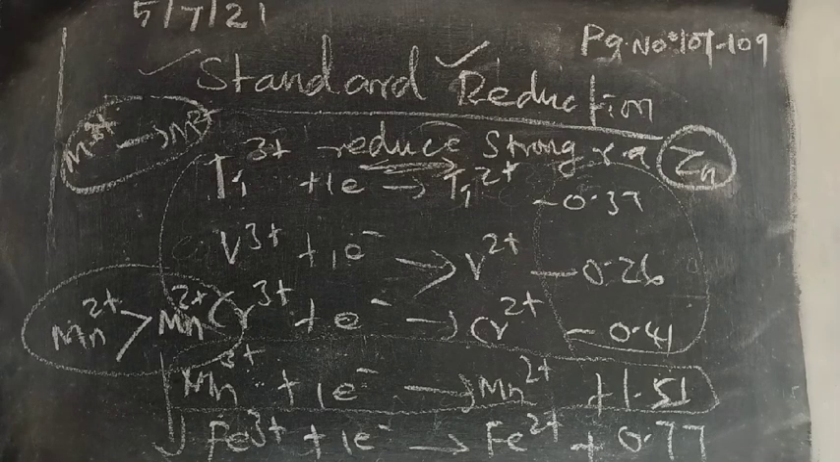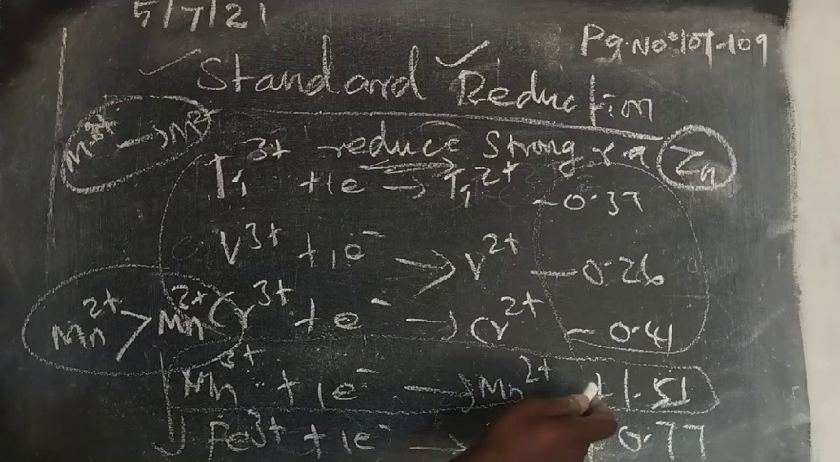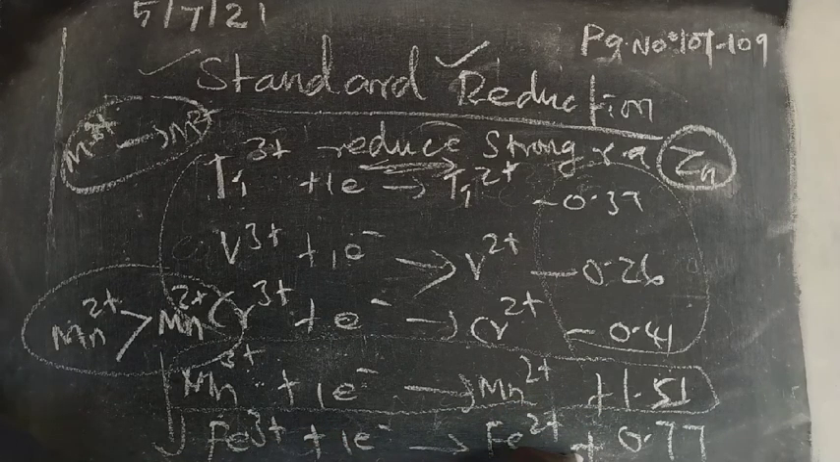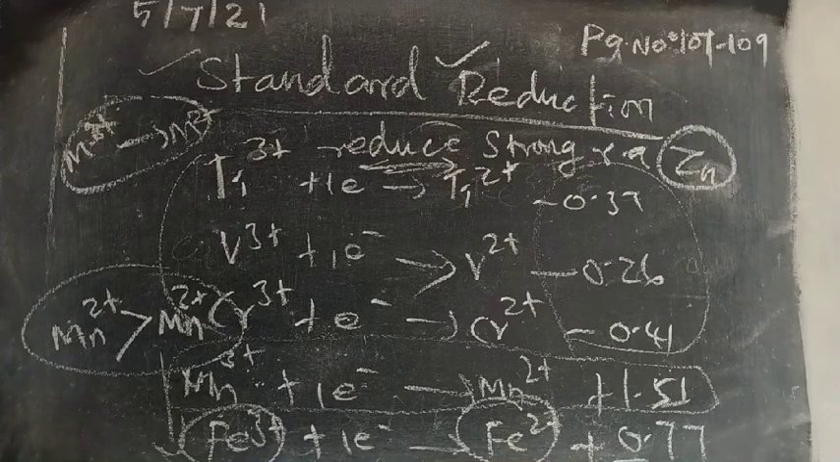Then we will see Fe3+ to Fe2+, which has 0.77 volt. This low value indicates Fe3+ and Fe2+ can exist under normal conditions. See, the positive value also should not be high. But you see Fe3+ to Fe2+ has 0.77: normal, low but positive. This indicates Fe3+ and Fe2+ are stable even at normal temperature, normal conditions.